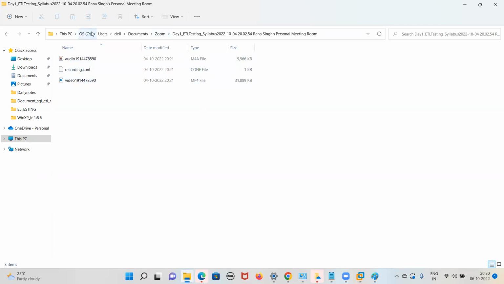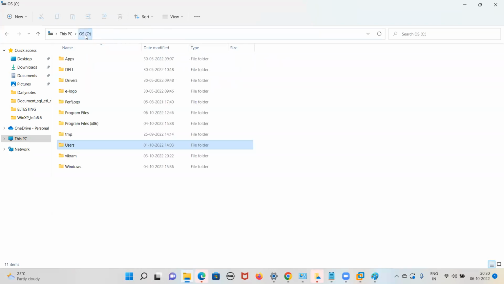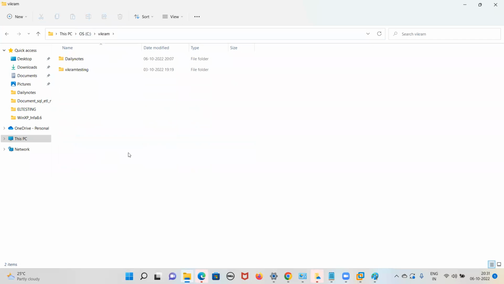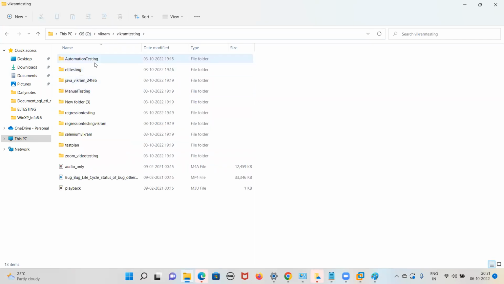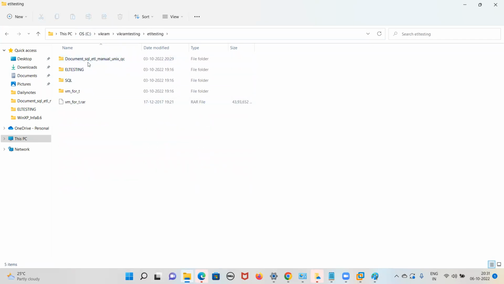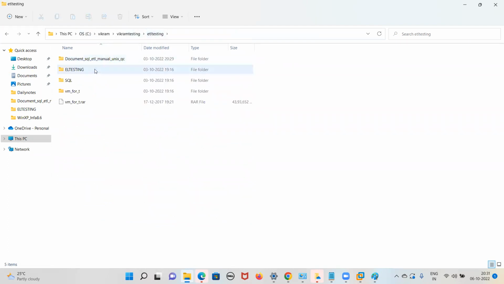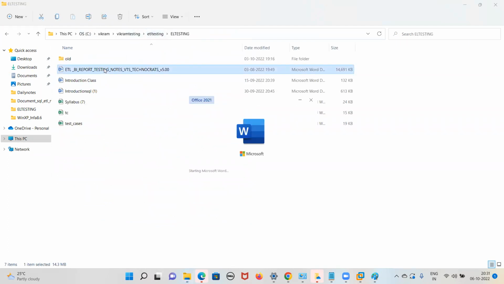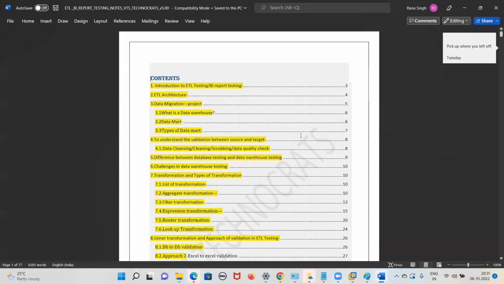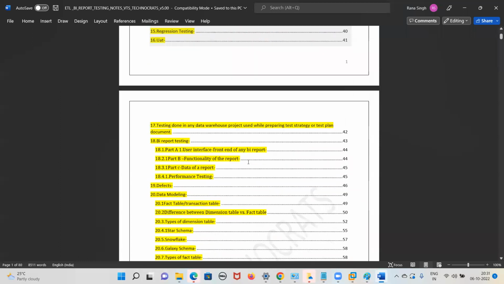Now let me open our document. This document will be given to you so that you can always access it. This is an exclusive document prepared by me, and it is a very, very important document which I am going to share with you. Let me open that. You see the entire content and syllabus, everything is prepared.